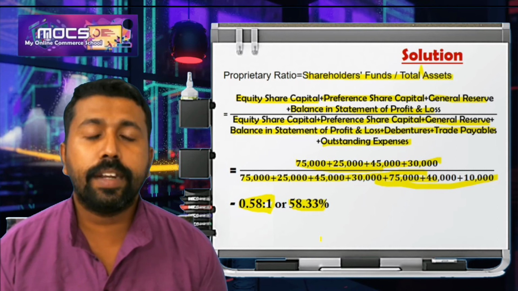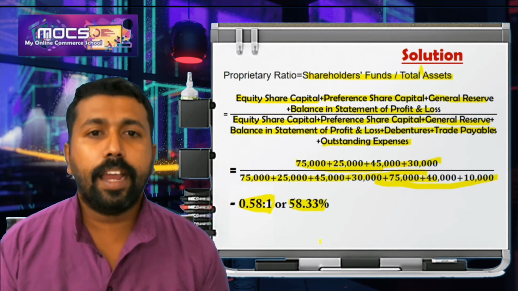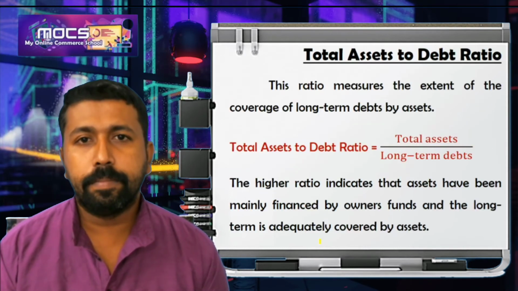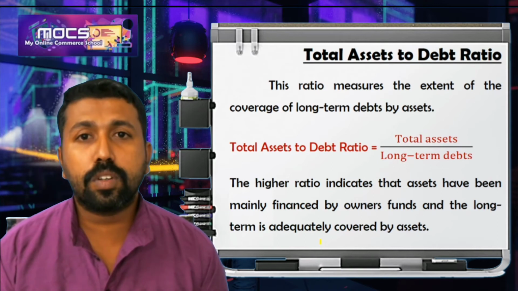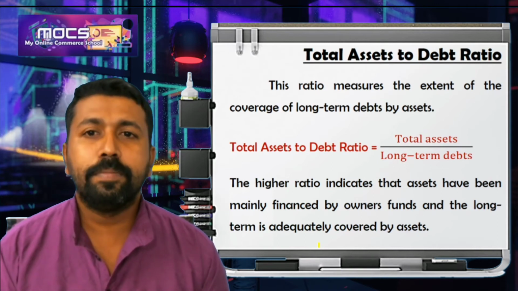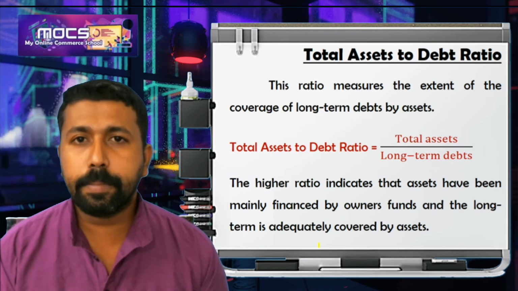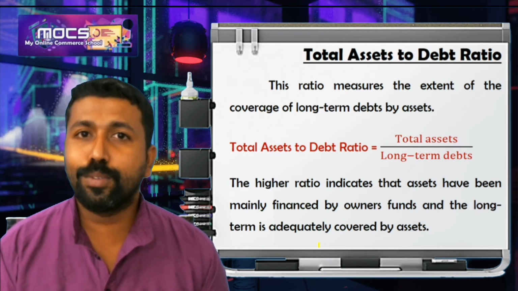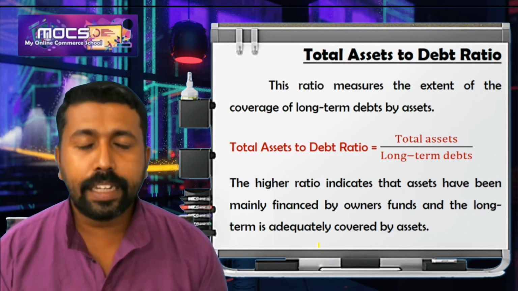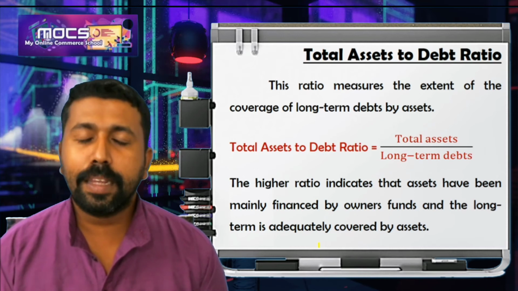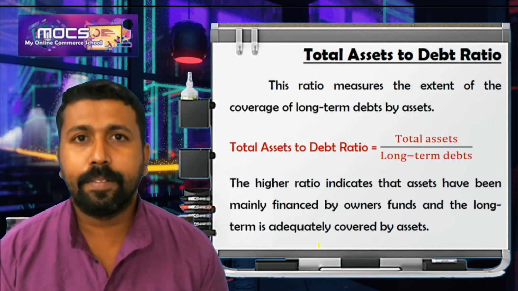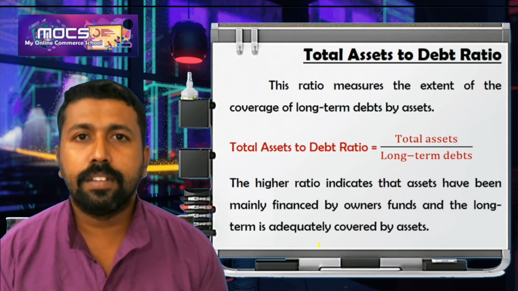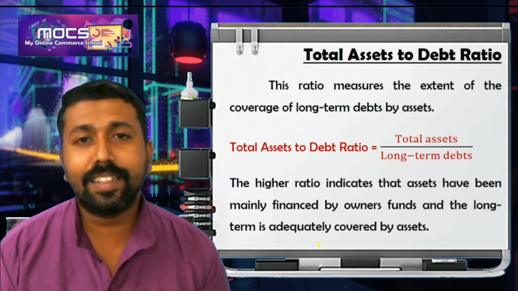So don't forget what are the items we will take in the calculation of these items. Another important ratio is total asset to debt ratio. This ratio also we use to find out whether the firm is able to repay the long-term debt or long-term provision using the amount of total asset.